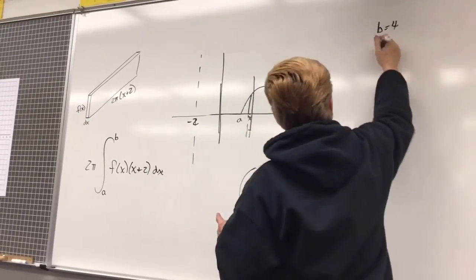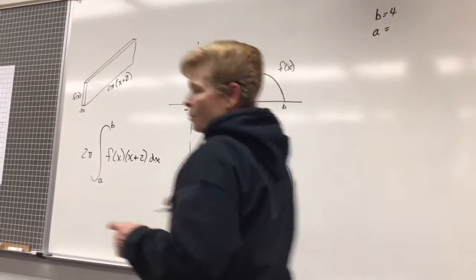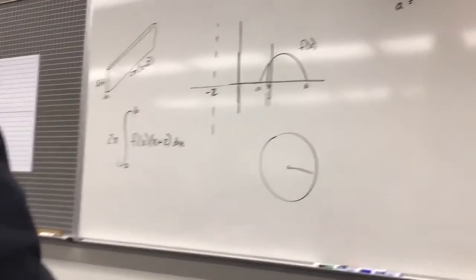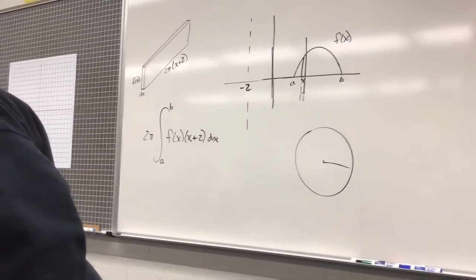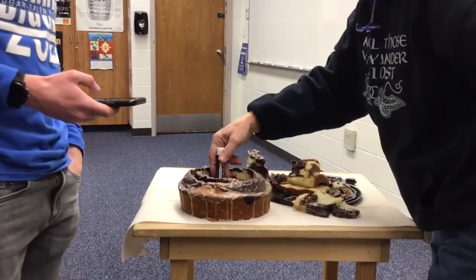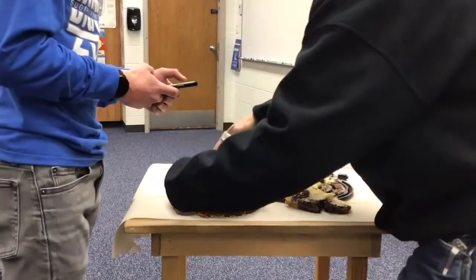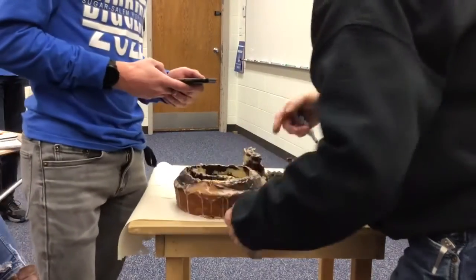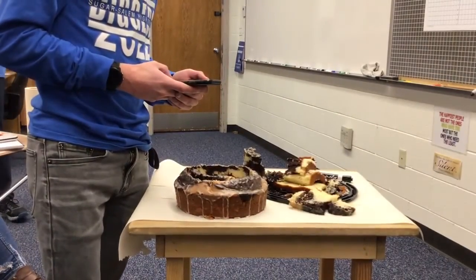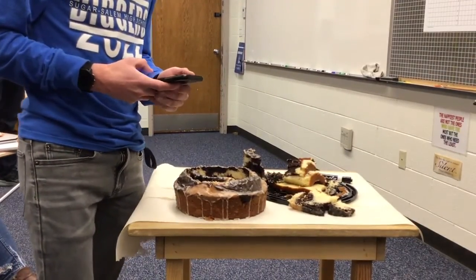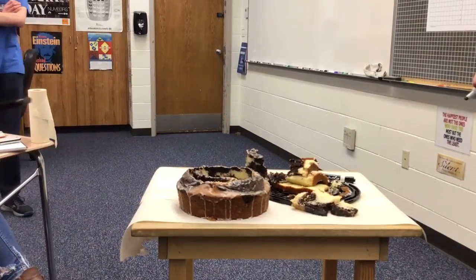Yep. Okay. And so A is the distance from the center to the base of the cake, and that looks to me like, if we want to guess, about 1.5 inches. Is that okay? What's the width from here to here? Can you measure that? Because we can just take it that way from 4. That's 3 inches.